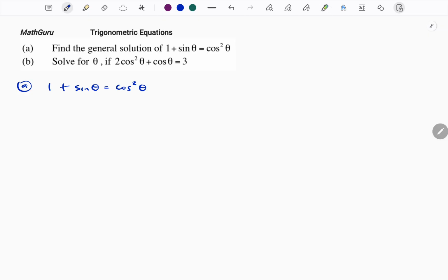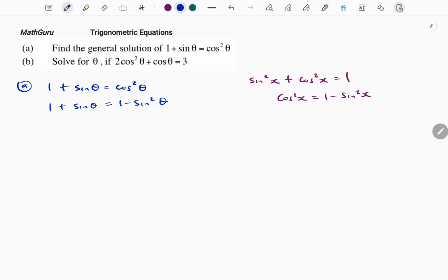So the next option is I'm going to try using my trigonometric identities. This states that sine squared x plus cos squared x equals 1, and making cos squared the subject of the formula, that will be equal to 1 minus sine squared x. So therefore, I'm going to replace my cos squared x. I have that as 1 plus sine theta equals 1 minus sine squared theta.